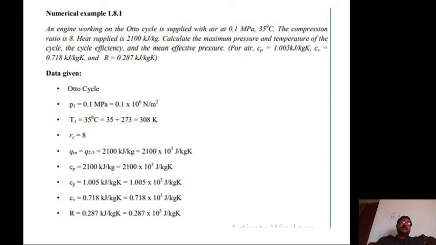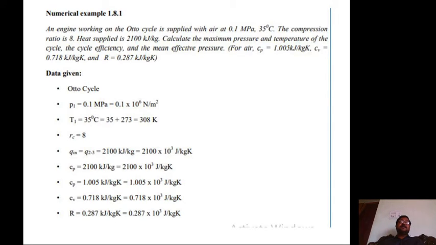Given data: you must write the given data for all the problems in applied thermodynamics. First you must write the given data. That is, cycle given is Otto cycle. The pressure supplied, meaning the inlet pressure, P1 is 0.1 MPa, 0.1 into 10 to the power of 6 Newton per meter square. T1 is 35 degrees, 35 plus 273, 308 Kelvin. rc is 8.